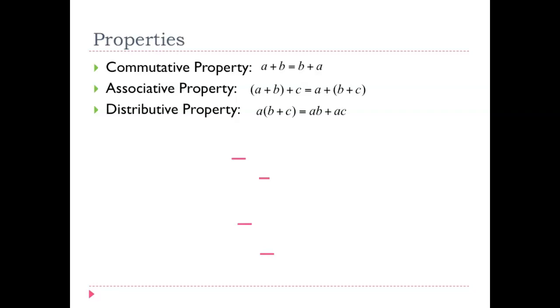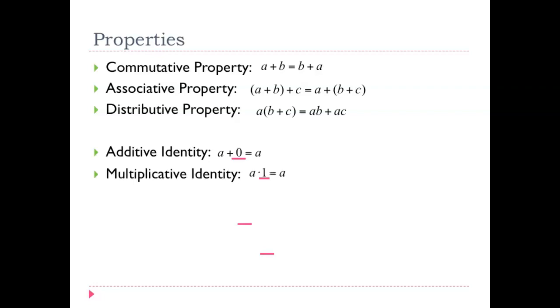All right, then we have the identity property. So the additive identity says that a plus 0 is equal to a. So 0 is what we call the additive identity. That means we add this number and we get back the same thing. Then the multiplicative identity, here we have a times 1 is equal to a. So if you multiply this number by 1, then you get back what you started with. So 1 is what we call the multiplicative identity.